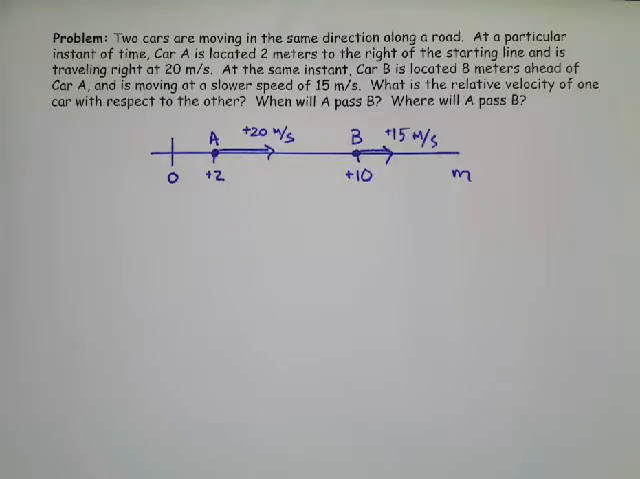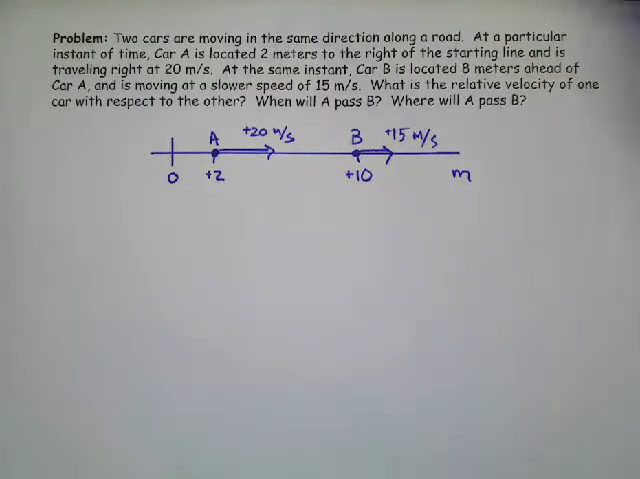I think intuition should guide you to the idea that A is getting closer to you not at 20 meters per second, but at the difference of those two speeds. So intuition would say that A is approaching at about 5 meters per second. Okay, and that's actually part of the answer to this, that A is approaching at that speed.